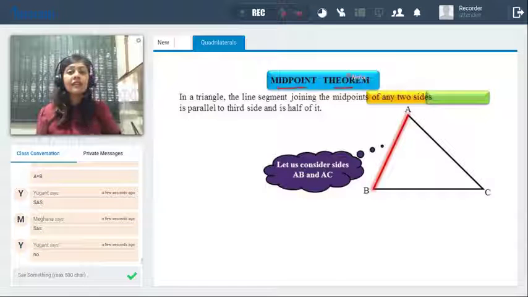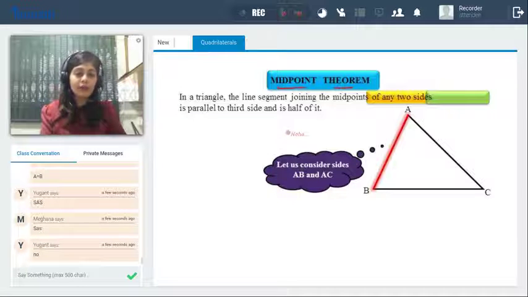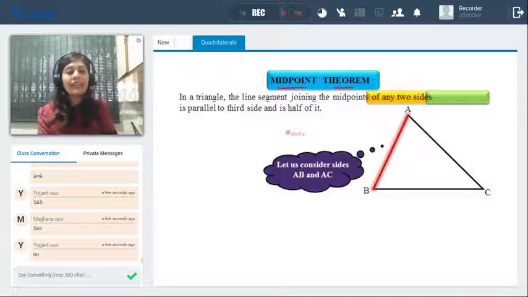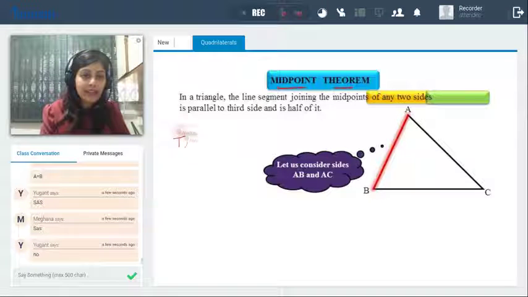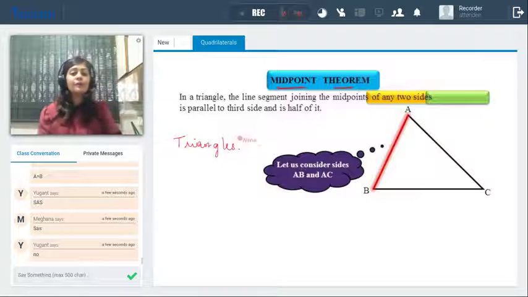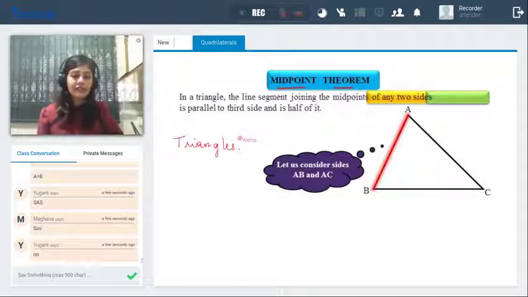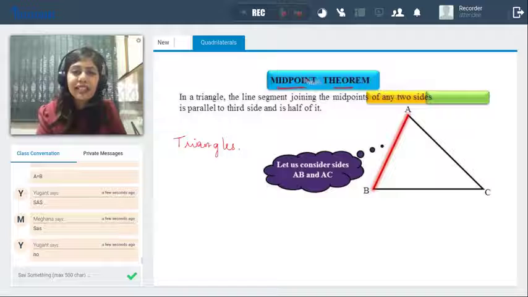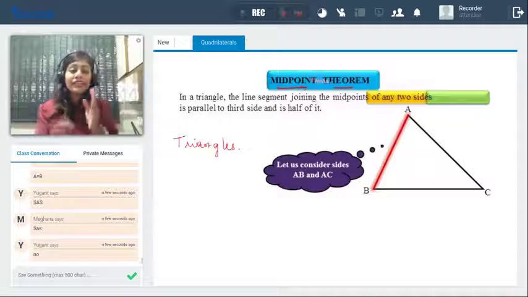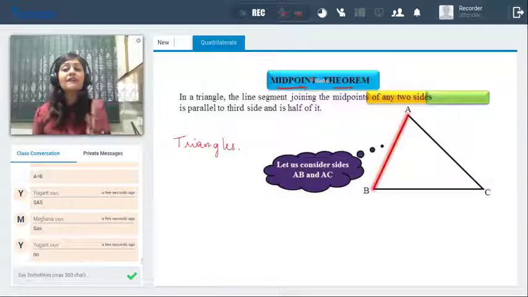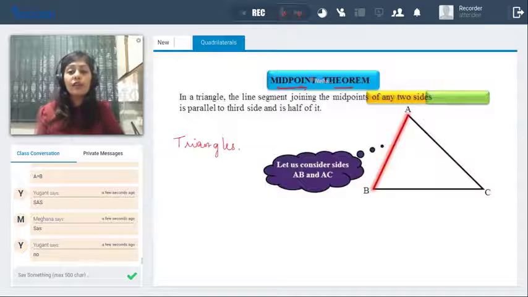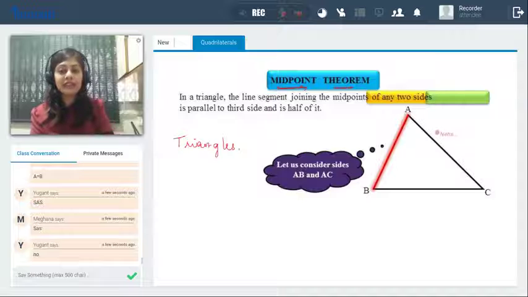Now, some important things that you need to note about this midpoint theorem. The midpoint theorem only applies to a triangle. I understand we're doing the quadrilaterals chapter, but this theorem is about triangles. So the midpoint theorem can be applied only to triangles. As the name suggests, midpoint, there should be some midpoints. Midpoints of what? Of the sides of the triangle.